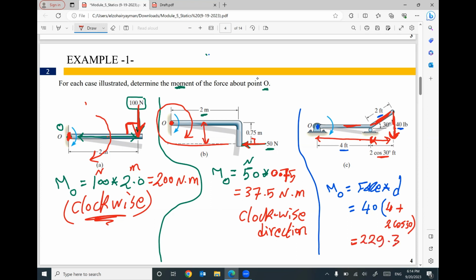229.3 pound foot. Your force in pound, your distance in feet, your final unit of your moment, pound foot. And I believe this force would like to rotate in this direction. Just leave this force to move and rotate. If this force moved and rotated, it will rotate in the clockwise direction.